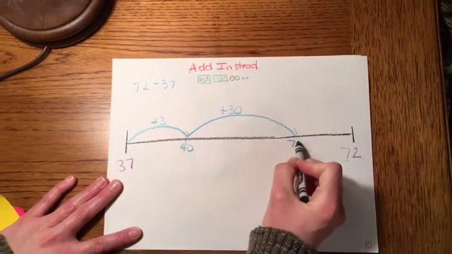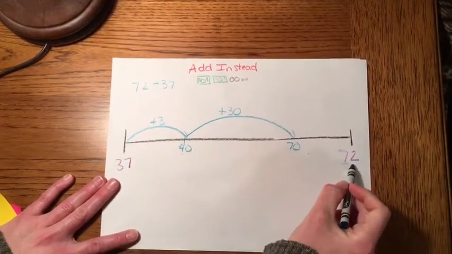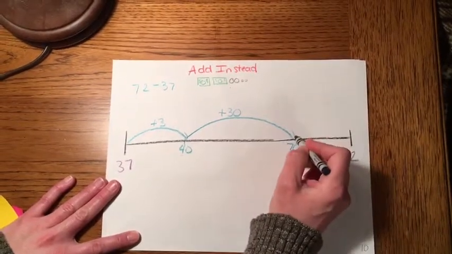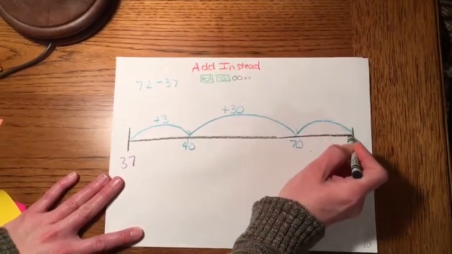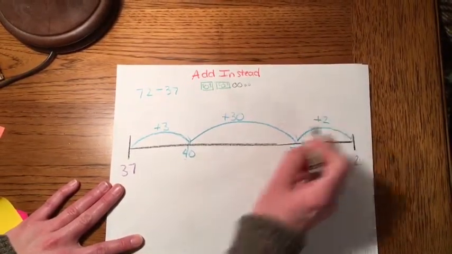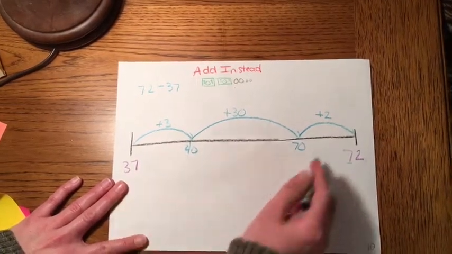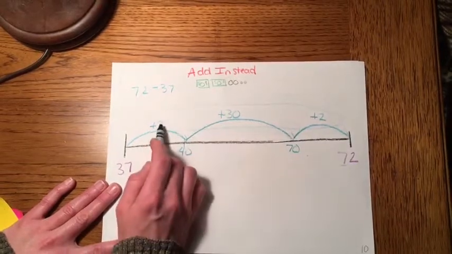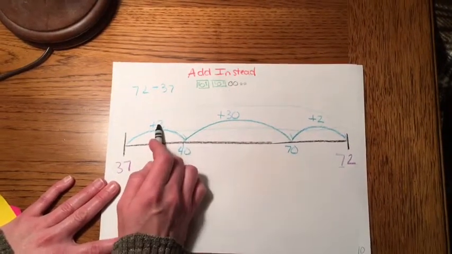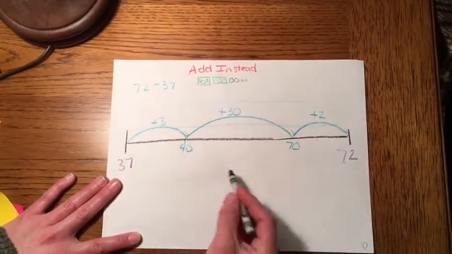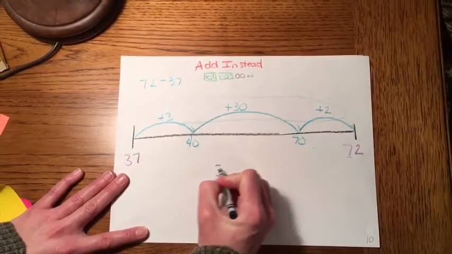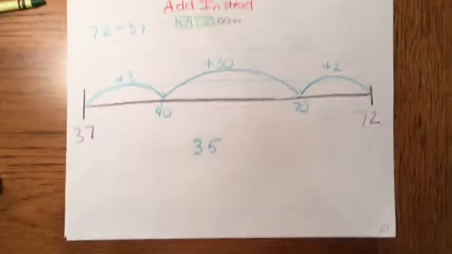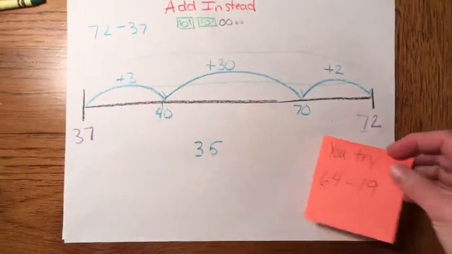So we're now at 70, and that's the closest we can get without going over in our tens group. So we still have our leftover of 2, so we need to add in our 2. On this strategy, remember our answers are on the top, because they're the numbers that are all added up. So 30 plus 3 plus 2 is 35. So that's what it would look like on a number line.